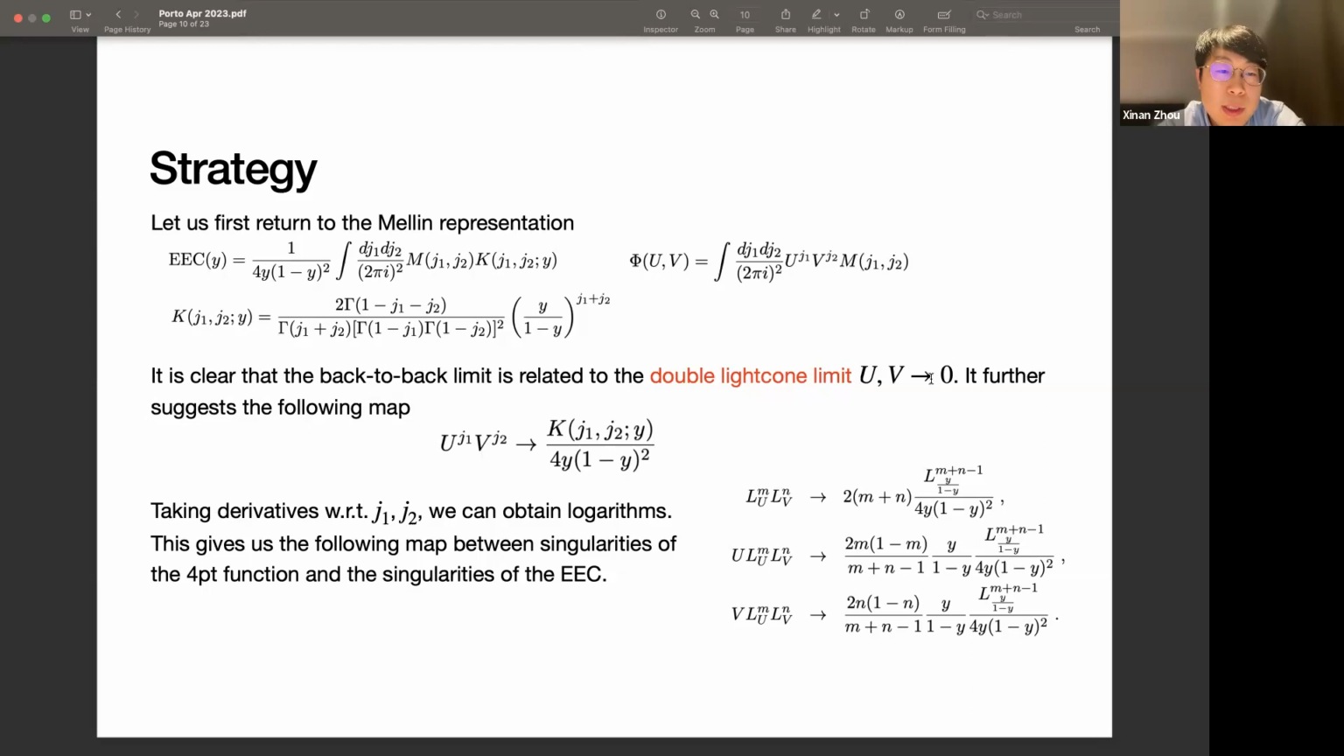Furthermore, comparing these two Mellin representations, you can suggest that we should identify u to the J1 and v to the J2 with this kernel k, divided by some factor of y. We further take derivatives of this map with respect to J1 and J2, and then we get powers of log u and log v. If you do that explicitly, you find the following map between the logarithmic singularities in this 4-point function and the logarithmic singularities of this EEC in the small y limit. So this is the explicit map.